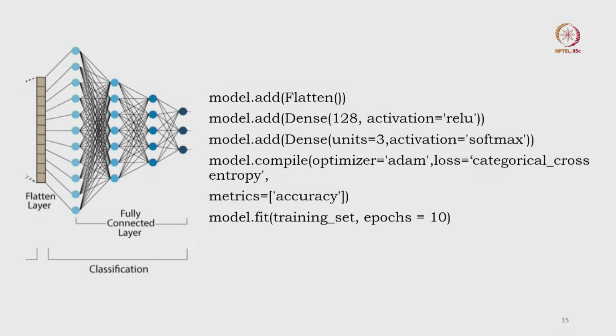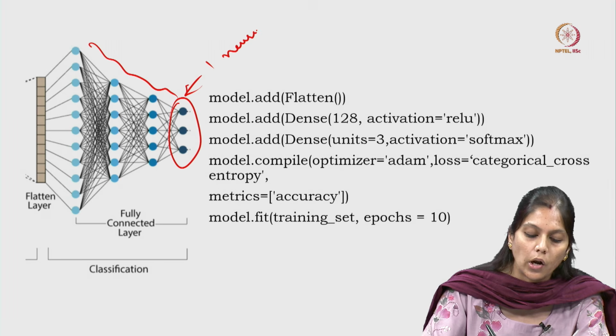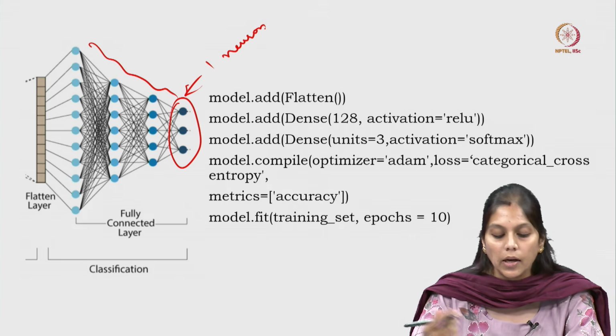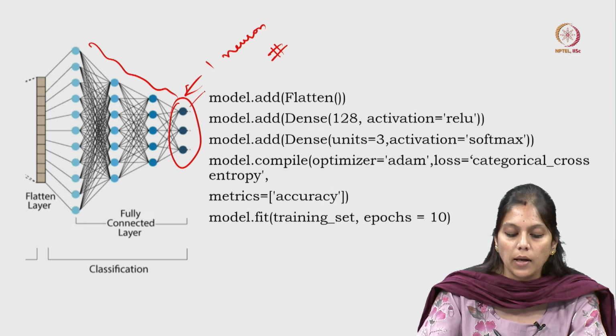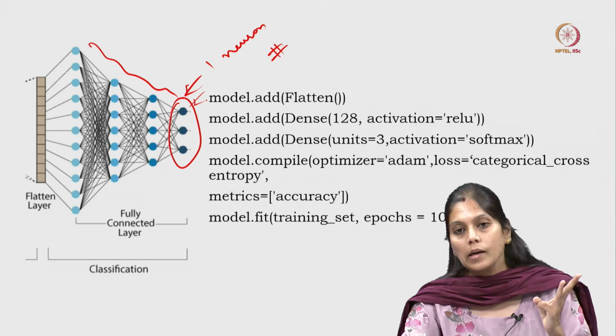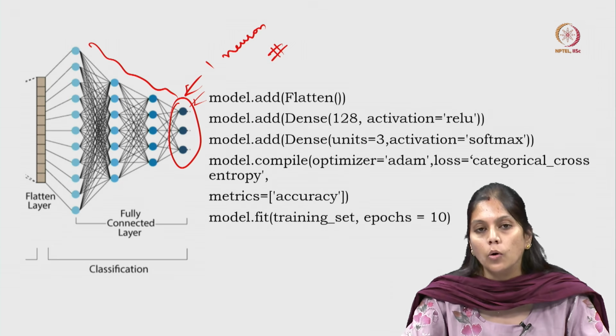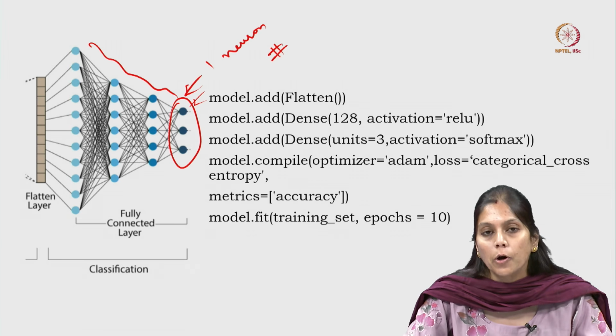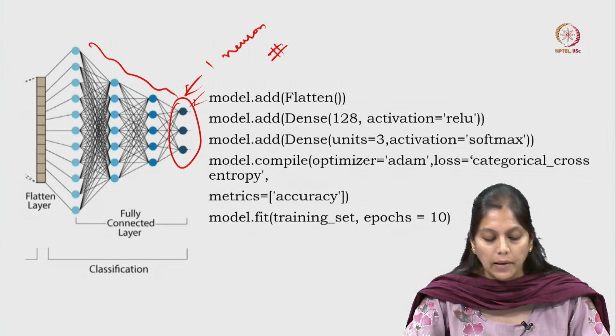So once you convert that into a flattened layer, the next is your fully connected layer. So this is your multi-layer perceptron. You can have any number of hidden layers, you can have any number of neurons in the hidden layer, and the last layer depends on how many classes we have. If you are doing a binary classification, at the output layer you will just have one neuron. If you have a multi-class classification, the number of classes is what will be there in the output layer. If you are doing a 3 class classification, you will have 3 neurons at the output layer. It's a classification problem, so either it is binary or it is multi-class.